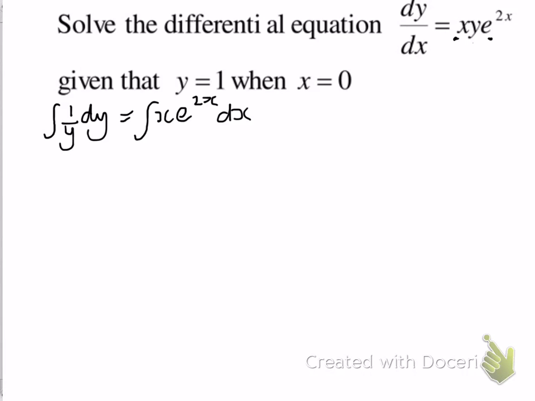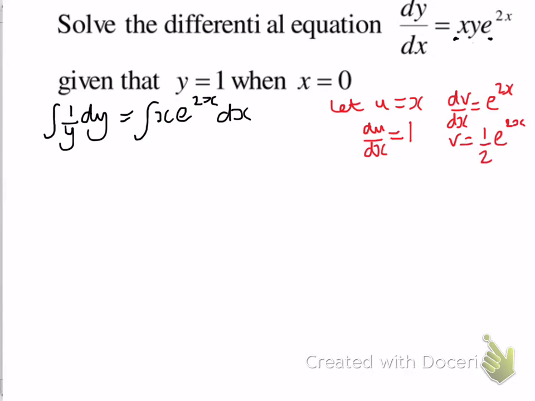So we'll say okay, we'll let u equal x and dv by dx equal e to the 2x. Therefore du by dx is 1 and v is a half e to the 2x.